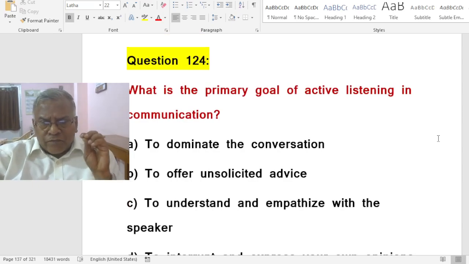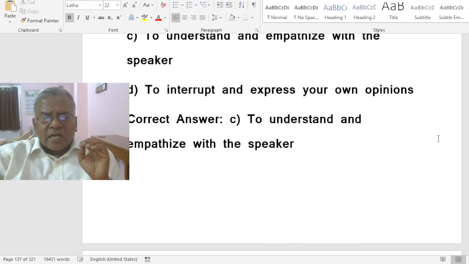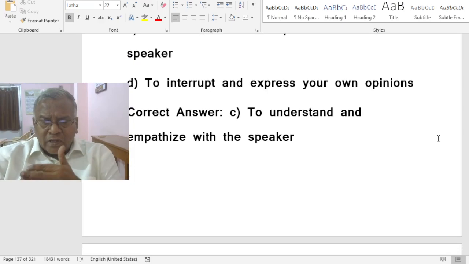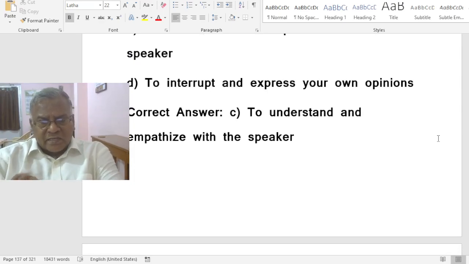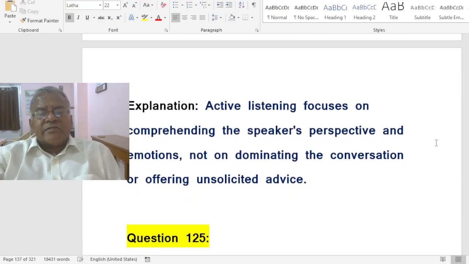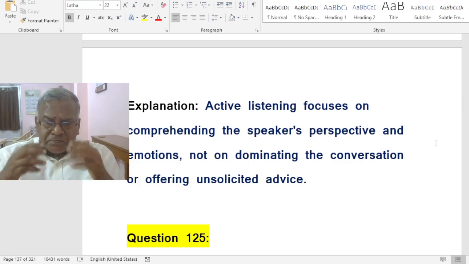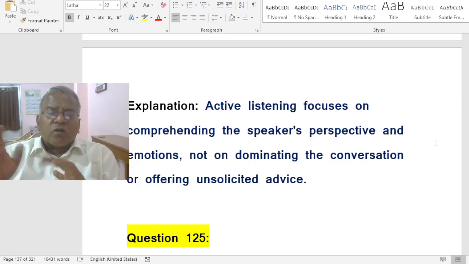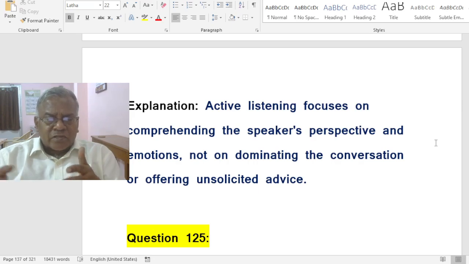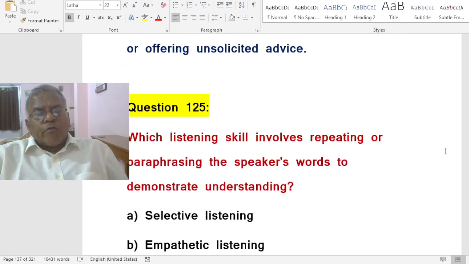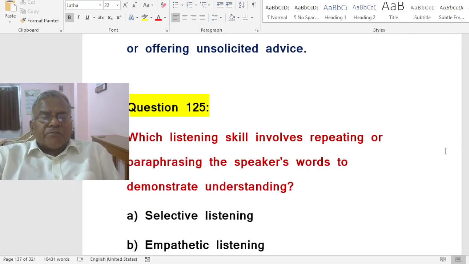So what is the primary goal of active listening in communication? To understand and empathize with the speaker, to feel one with the speaker. That is called empathizing. You go along with the speaker to understand and empathize with the speaker. Active listening focuses on comprehending the speaker's perspective and emotions, not on dominating the conversation or offering unasked advice, or unsolicited advice. It was not asked for, you are giving the advice. That's called unsolicited advice.